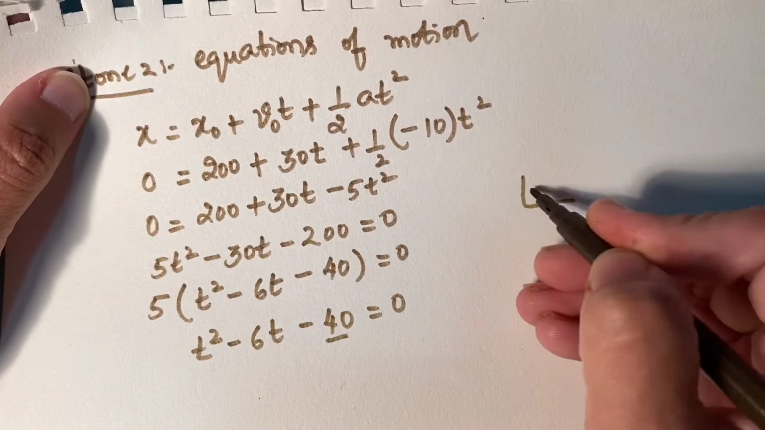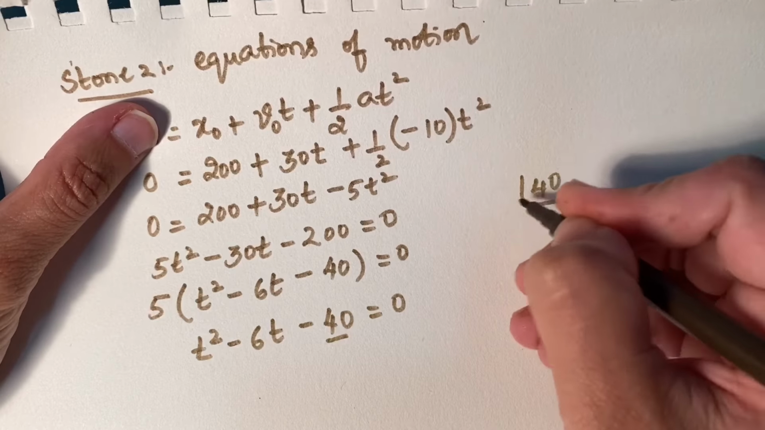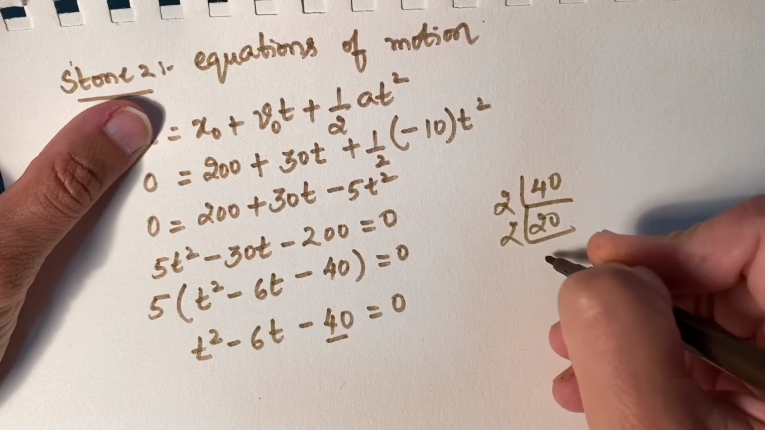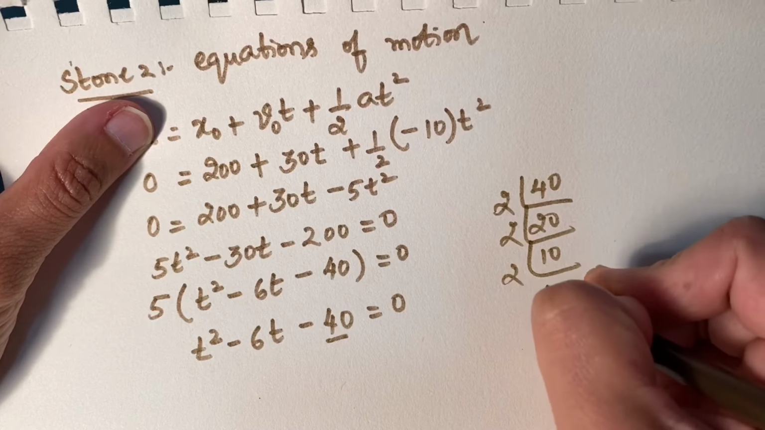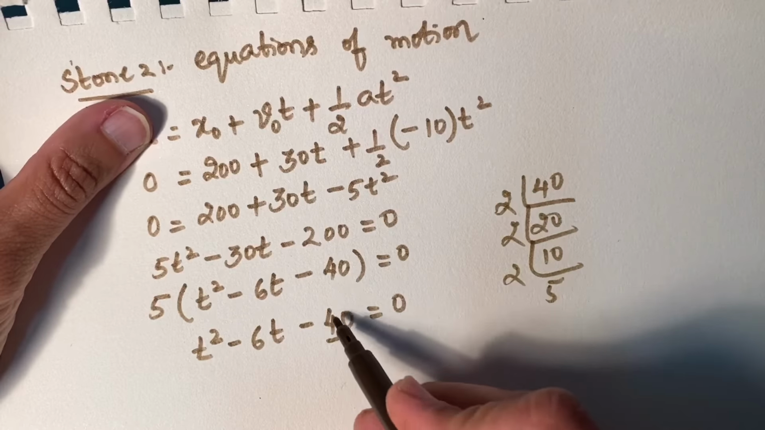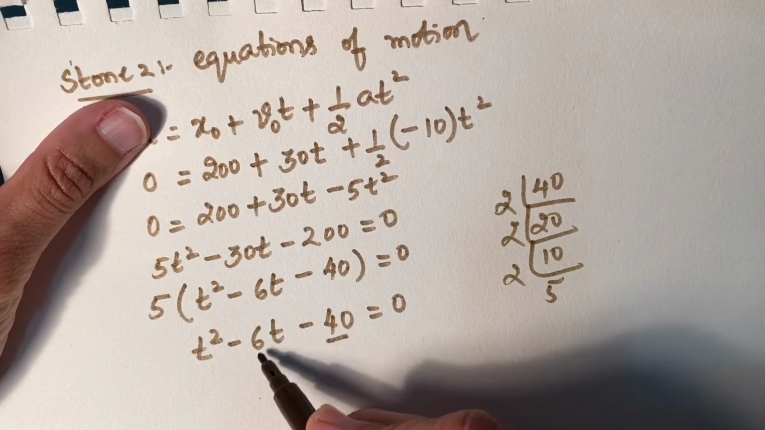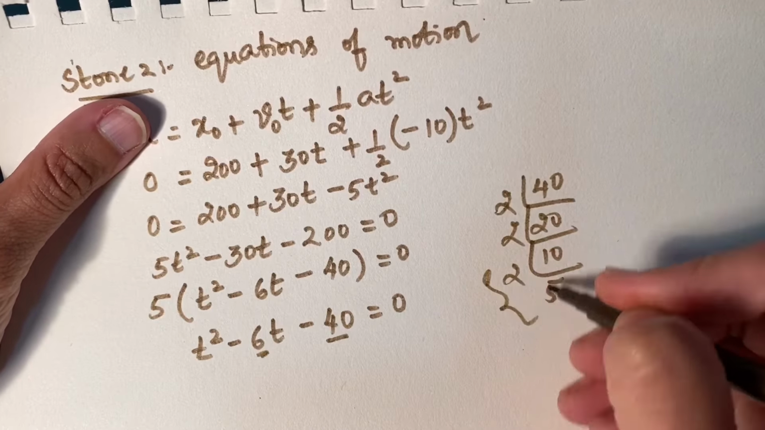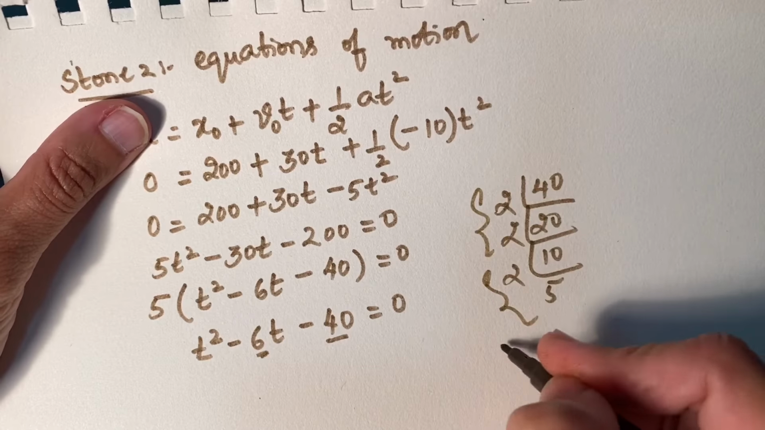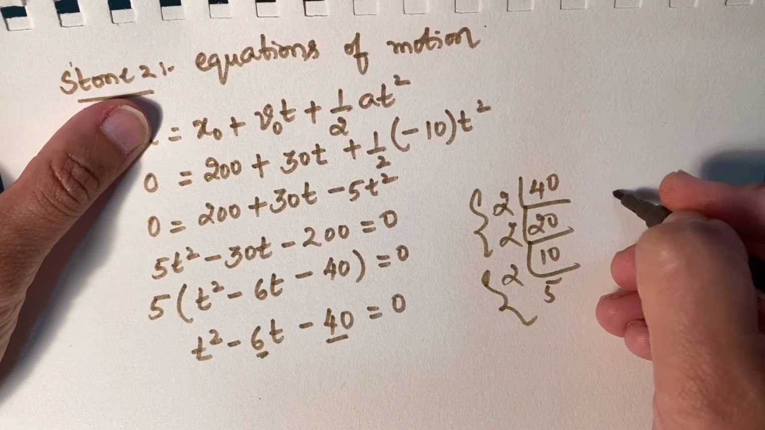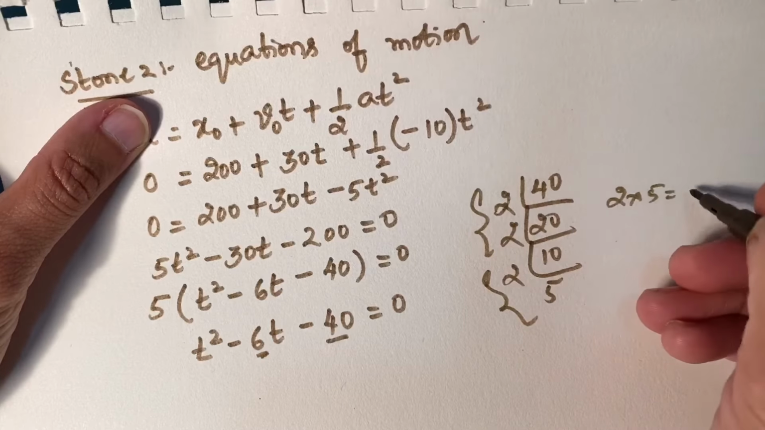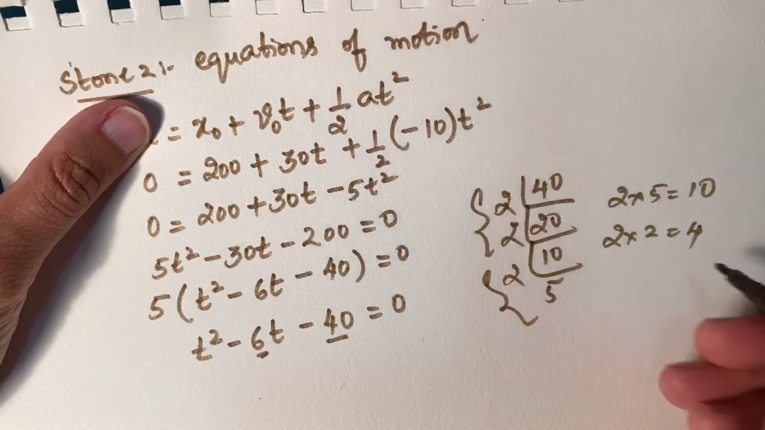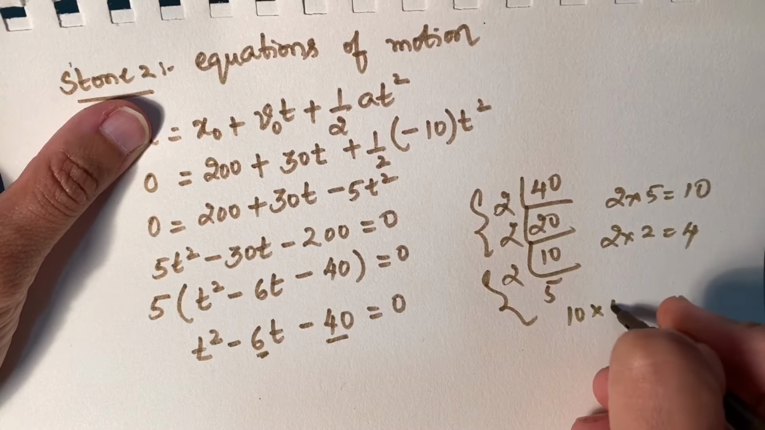So again you take the factors for 40. So 2, 2, 2 and 5. I will have to arrange them in such a fashion that when I multiply I should get 40 and when I add them I should get 6. So I will group these, that is 2 into 5 is 10 and 2 into 2 is 4. So I know 10 into 4 is 40.